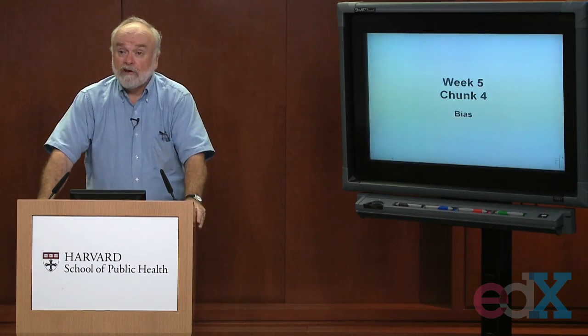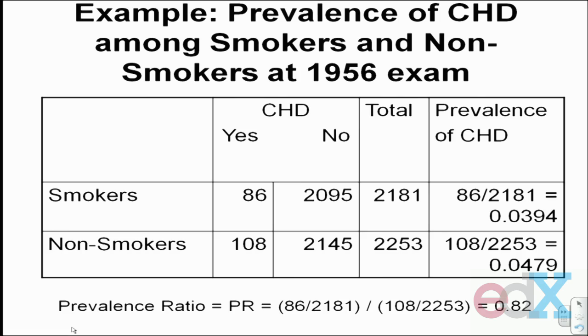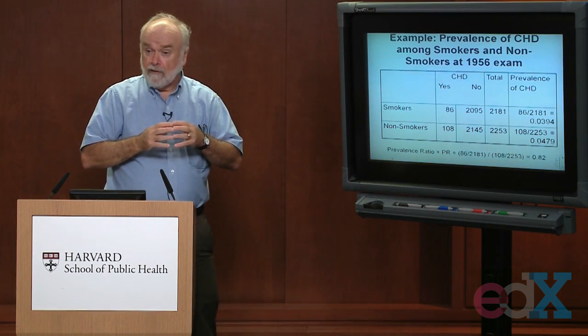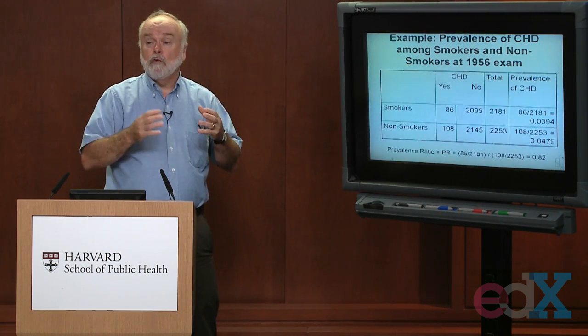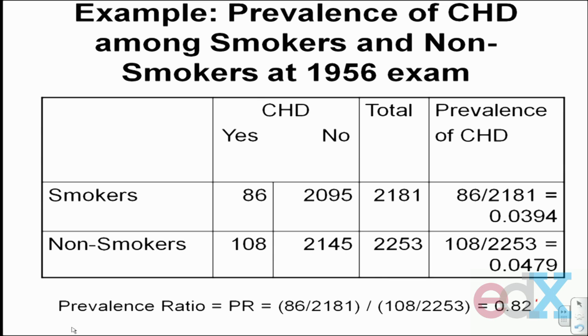Last time we were talking about cross-sectional studies, and I used the following example, looking at the relationship between smoking and existing coronary heart disease, prevalence of coronary heart disease at the 1956 exam using people from your Framingham data set. And we found in that data set that the prevalence of coronary heart disease was actually lower, 4%, among the smokers than it was among the non-smokers, where it was 5%. We calculated a prevalence ratio, and we observed a value of 0.82, saying the prevalence of heart disease among the smokers is only 82% of that among the non-smokers.